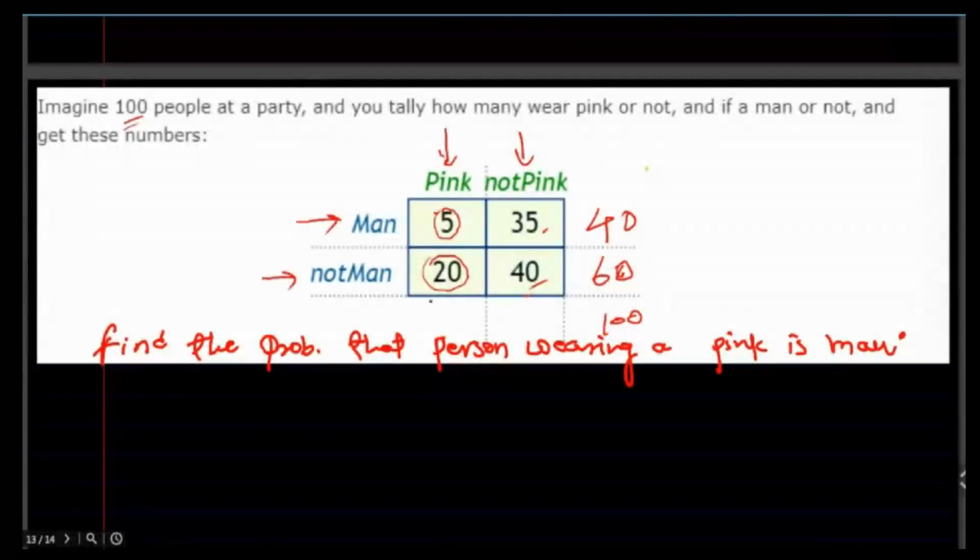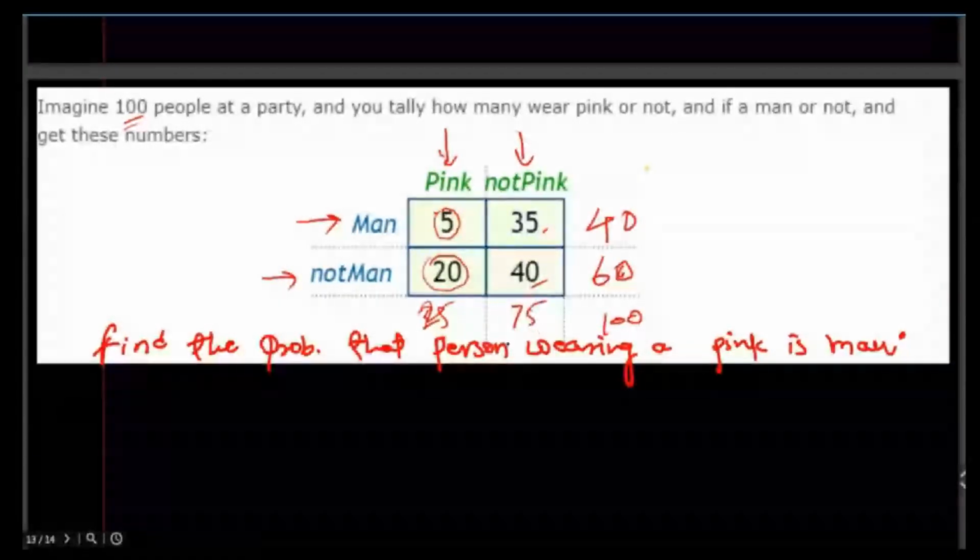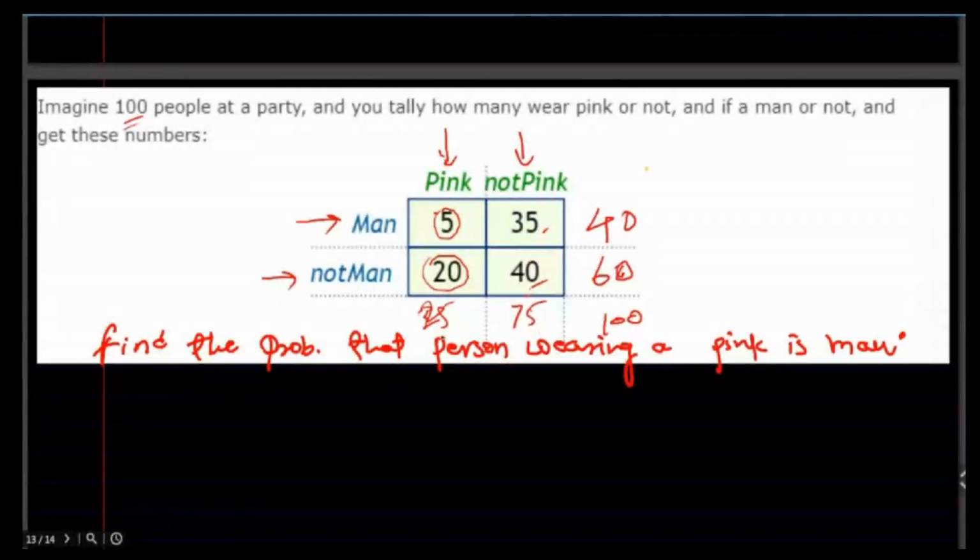Now just sum this. So this will be 5 plus 20, 25 people who are wearing pink, and 35 plus 40, that is 75 people who are not wearing pink. So this 25 plus 75 will be 100. Find the probability that a person wearing pink is a man.